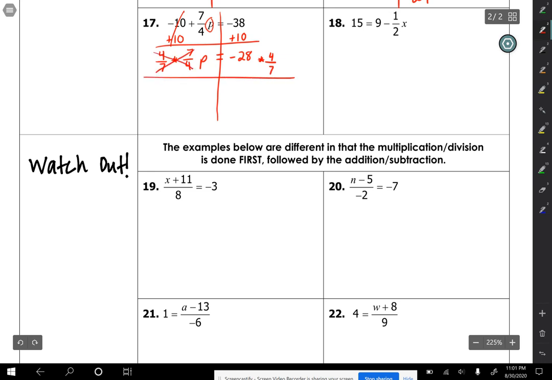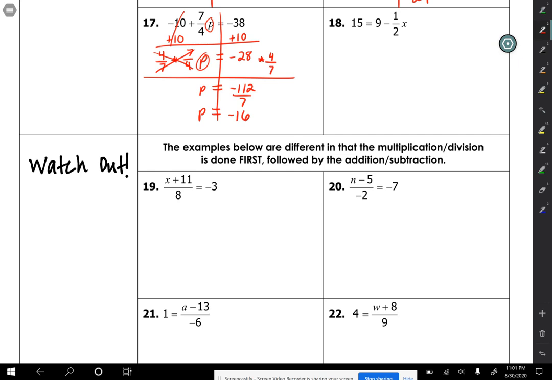The numbers over here cancel out, leaving me with p equals -28 times 4 is -112 divided by 7. p equals -16.